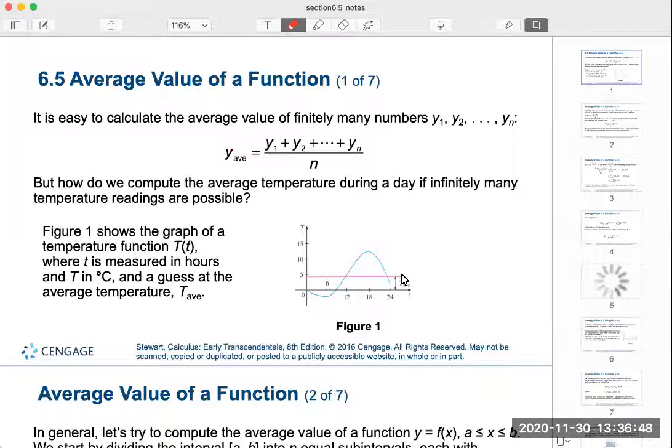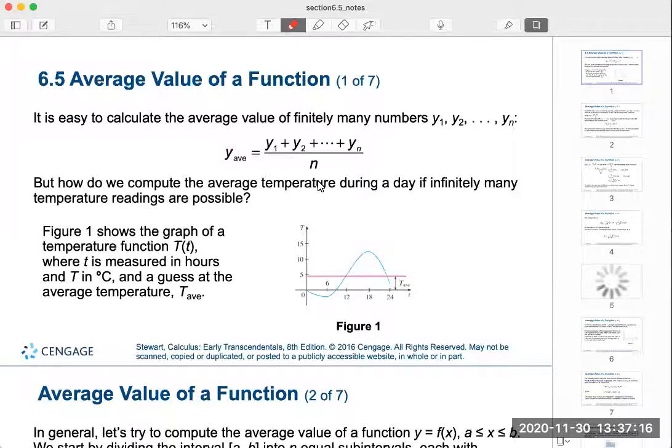And today we're talking about the average value of a function. As you can see, the average value of n numbers, suppose they are y1, y2 to yn, will be the sum of these values divided by the number of values, which is n in this case. That is for discrete values.